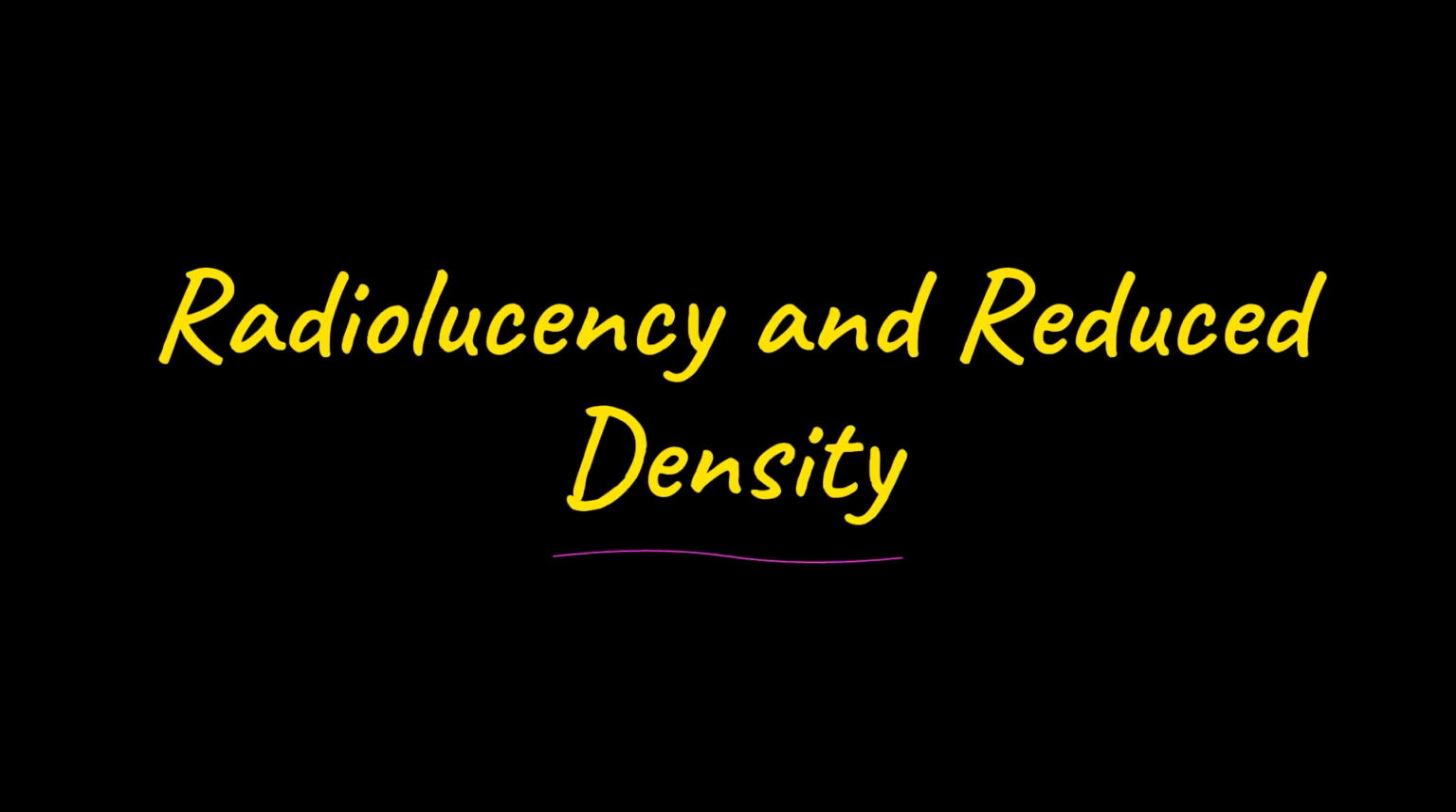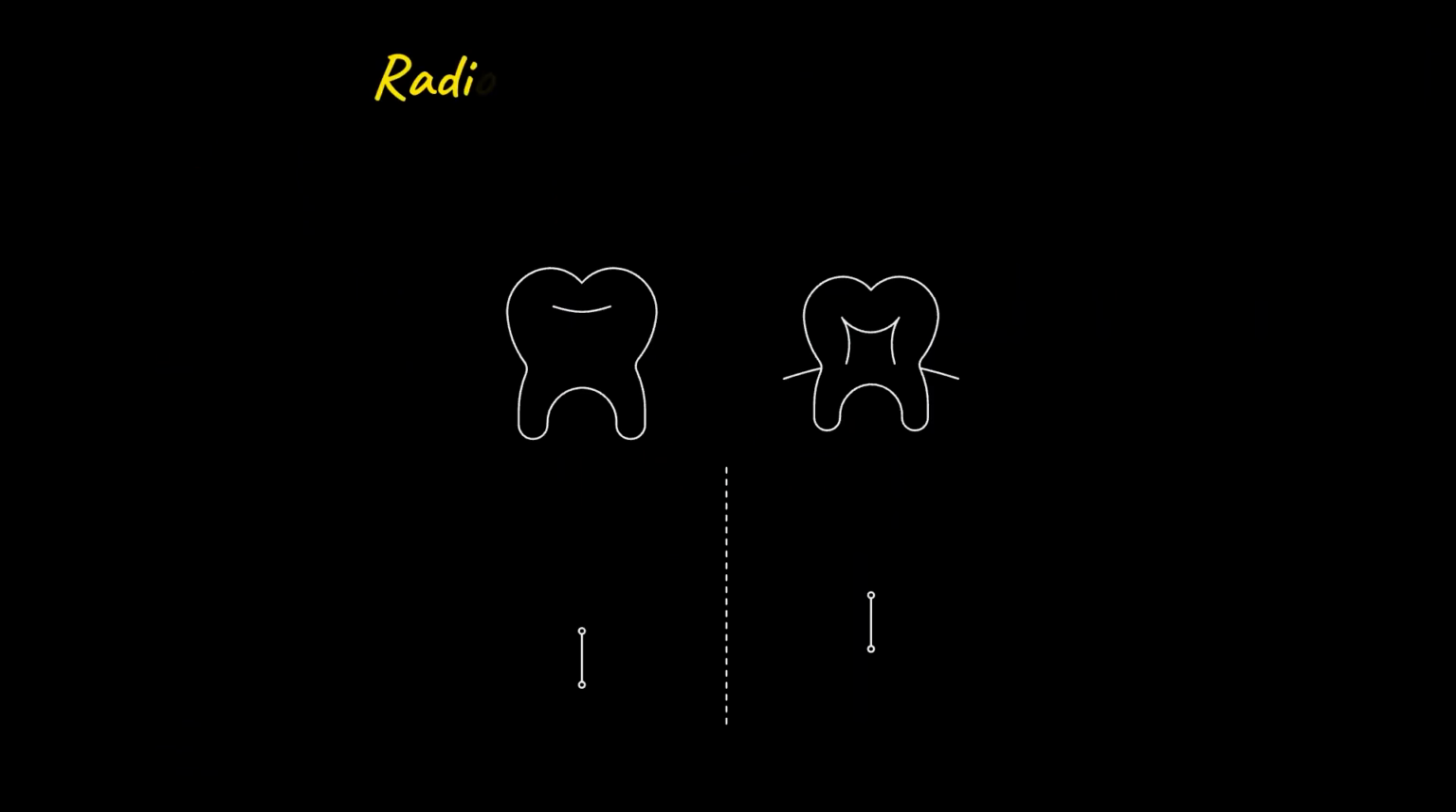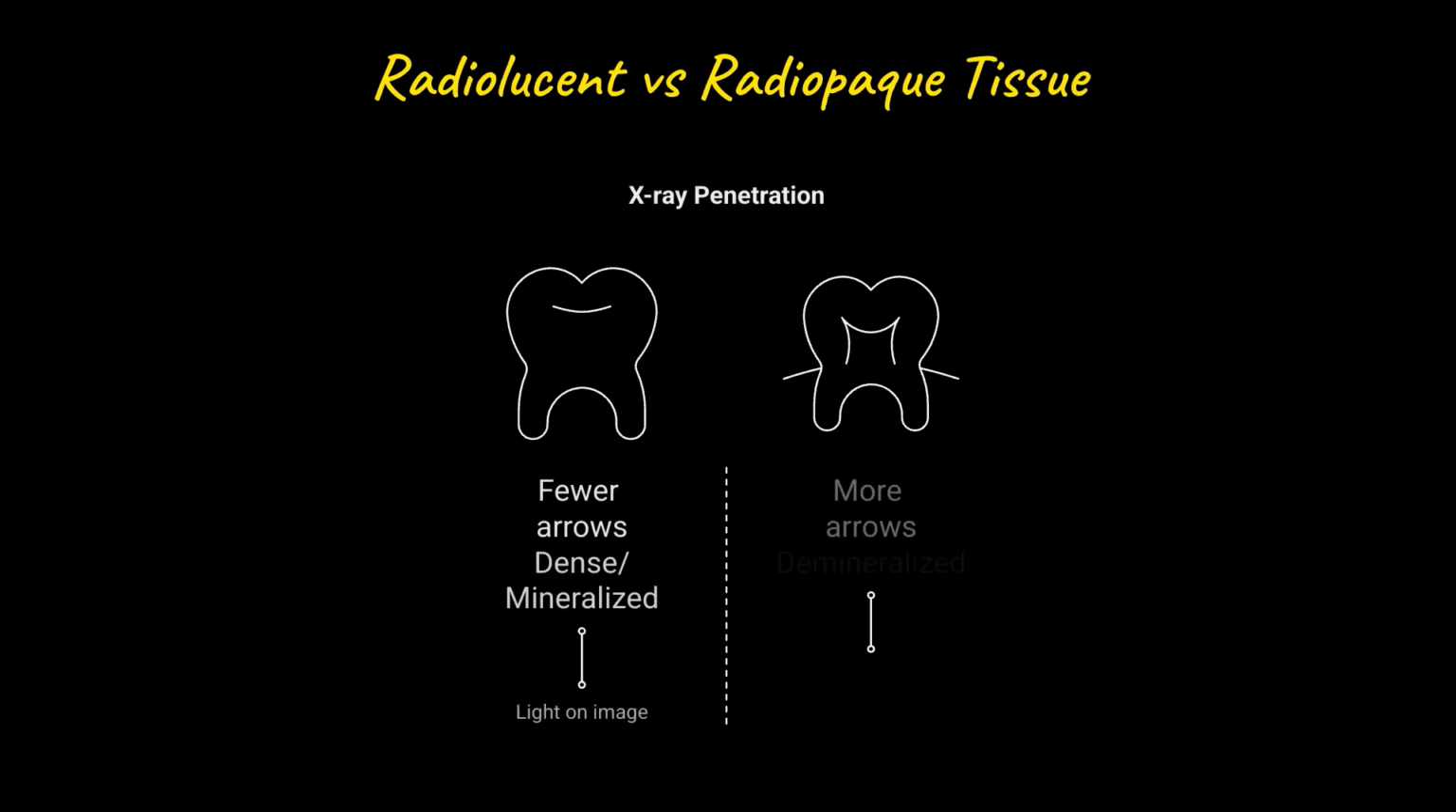When you see a dark area on a radiograph, you're looking at a radiolucent region, tissue that is less dense or has lost mineral compared to the surrounding structures. Dense mineralized tissue absorbs more of the X-ray beam, so the receptor beneath stays light. Where tissue is demineralized or thinned, more photons pass through and strike the receptor, darkening that area on the image.